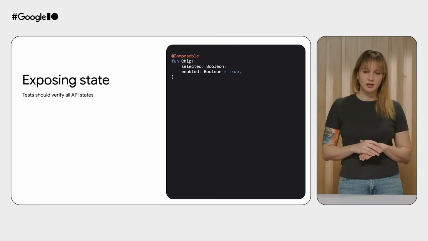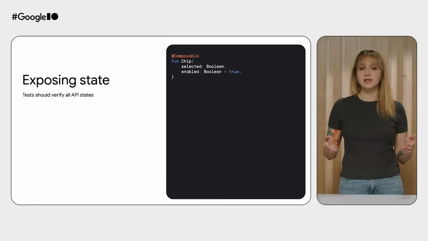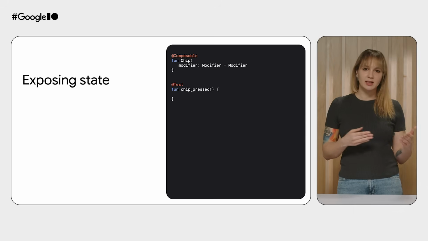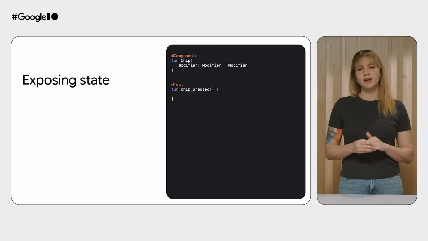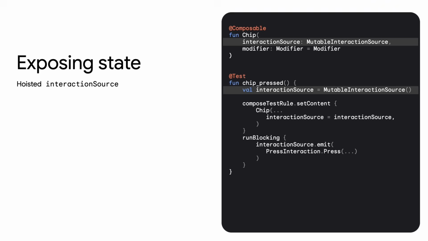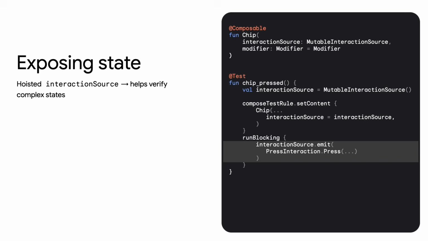When testing your API, you should be able to easily verify all possible states. For example, we should test all chip variations for selected and enabled states. Exposing these as explicit state parameters gives us access to change and verify in tests as we like. While selected and enabled states are simple to invoke, there are some more complex system-specific ones, like the press state. To make testing easier for these states, you can hoist and use interaction source. This lets you emit and verify interactions in tests, such as the press interaction.